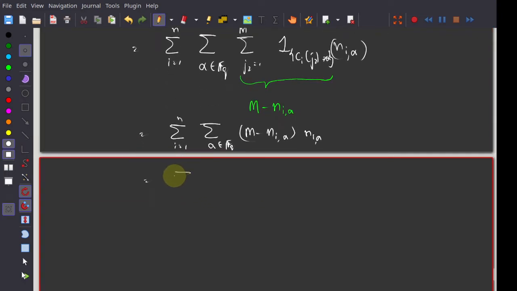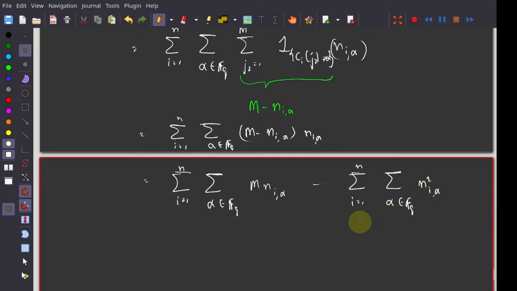Let's try to quickly simplify this. So summation i equal to 1 to n, summation over alpha in F_q, of m times n_i alpha minus n_i alpha square. Correct. Now I can take this m outside because it doesn't depend on the summation.